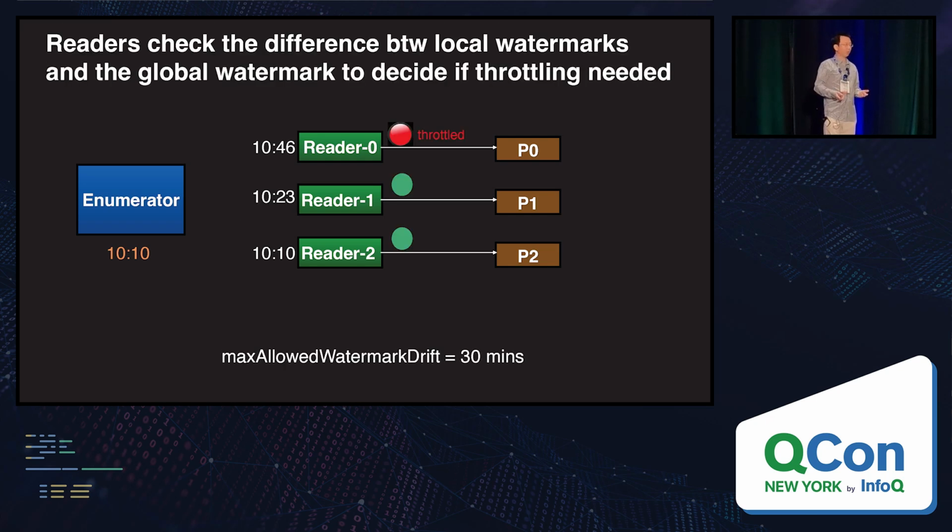Then the readers need to check the difference between the local watermark and the global watermark to determine if pausing is needed. Let's assume the max allowed watermark drift is 30 minutes. In this case, reader 0 will stop reading because its local watermark is too far ahead. This is where the alignment part comes in. We need to align the progress of all the source readers.